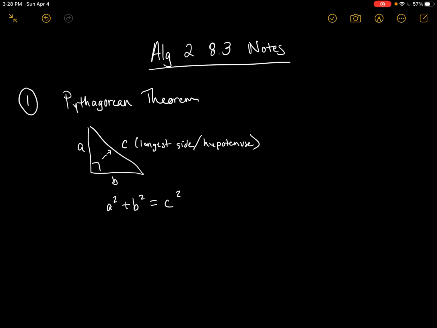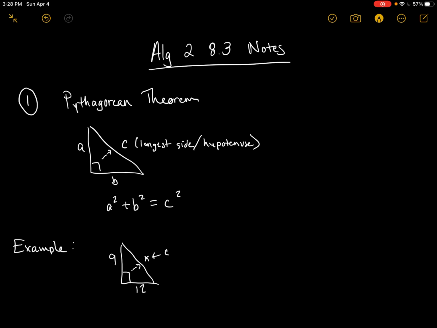So how we can use this is if we have two side measures, any two, they can be a and c, it could be b and c, it could be a and b, we can solve for the missing side length. So an example question, if we have a right triangle that looks like this, and let's say we have 9, 12, and we don't know this side length.